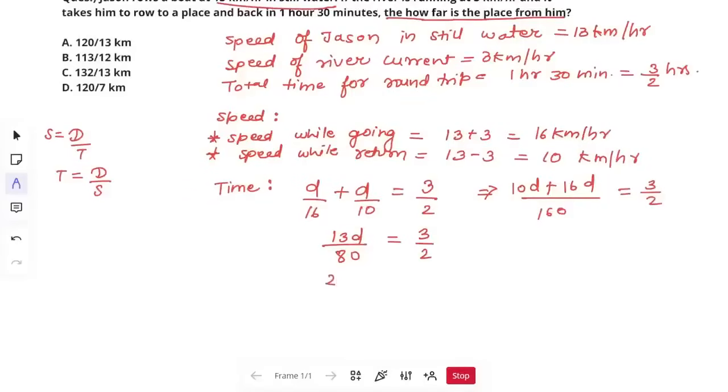So this 2 will multiply there, which is going to be 26d, and this 80 into 3 will be 240. Now d will be what? 240 divided by 26, which, if we cancel this by 2, will be 120 divided by 13. Distance is in kilometers, so we will write kilometer. Let's see if we have that option. Yes, option A is this one. The correct answer of this question is option number A. Hope you have understood it.